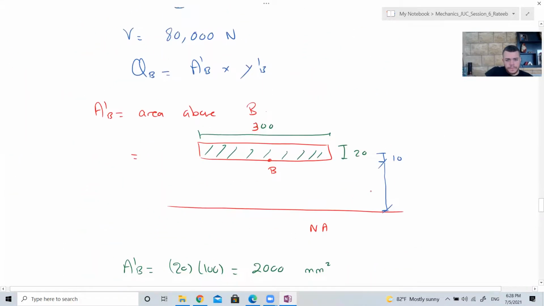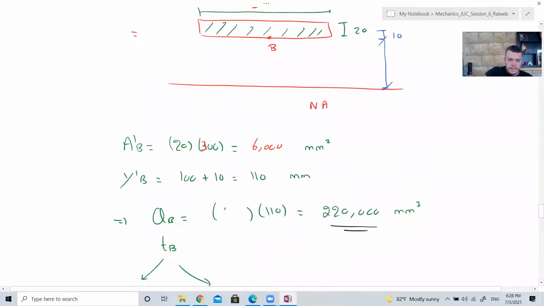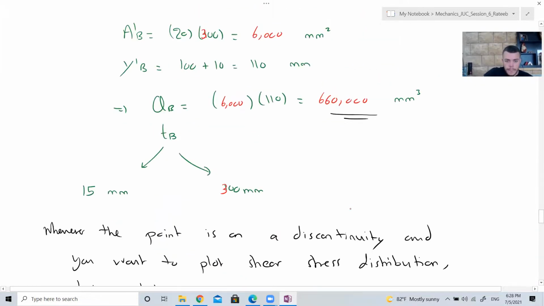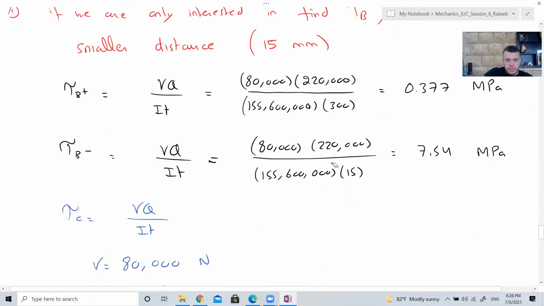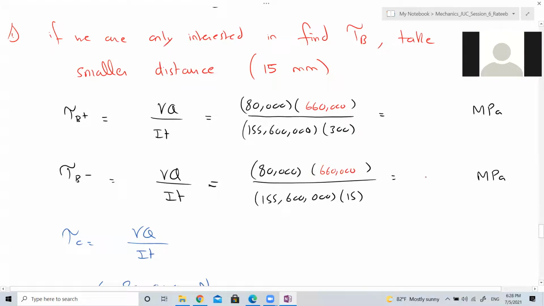So this should be 20 times 300, which means this becomes 6000. This becomes 6000 times 110. So 6000 times 110 gives 660,000. And then this would change in here, 660,000, and this would also change in here. Do we understand? Yes, doctor. This would change.